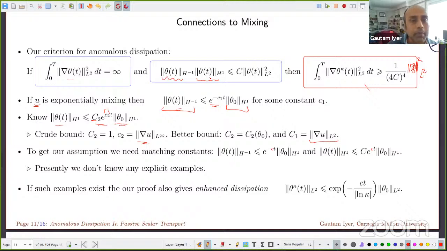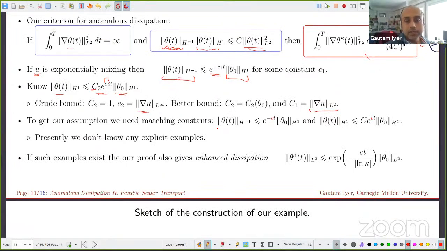If u is mixing, the H minus 1 norm decays exponentially. The L2 stays constant. I want the product to be bounded above by the L2, so I want the product to stay bounded. This is only going to work if the constants match. So the exponential decay rate of the H minus 1 norm has to match the exponential growth rate of the H plus 1 norm. I need exactly the same constants in both these estimates, and we call this optimally mixed.